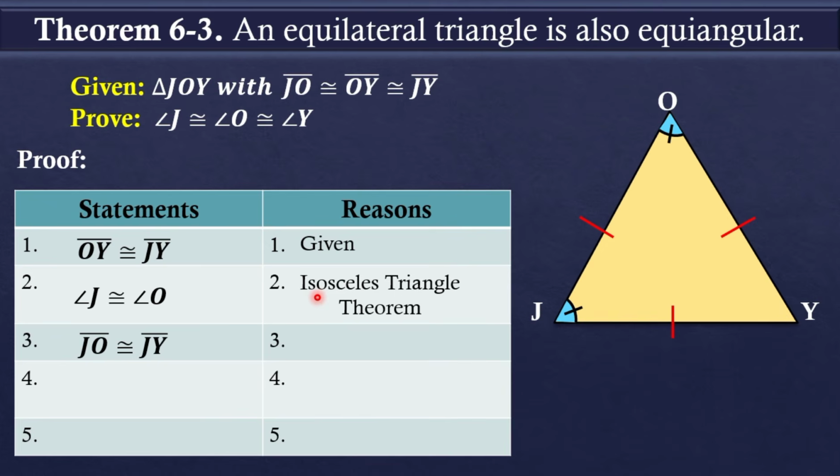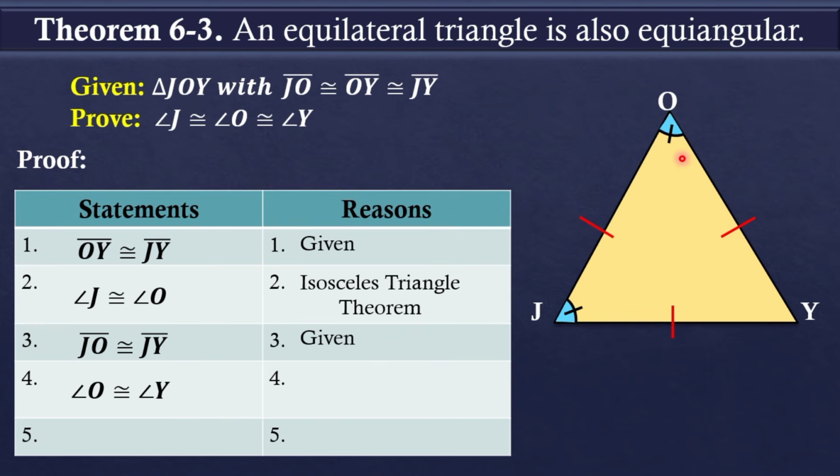And then we also have segment JO is congruent to segment JY. So this is also given. Now from here, sabi ko nga kanina, your JO, this side is opposite to this angle. And then JY, this side is opposite to this angle. So ibig sabihin, kung ito ang opposite angle niya at ito ang opposite angle niya, itong dalawang sides na to ay congruent. Ibig sabihin, itong dalawang angles na opposite niya ay congruent din.